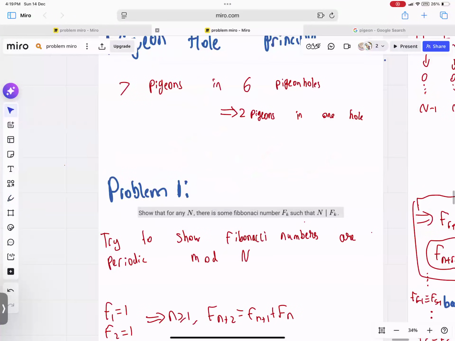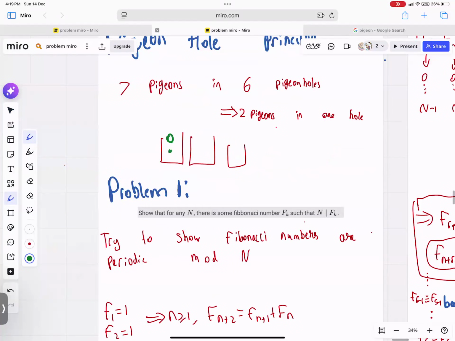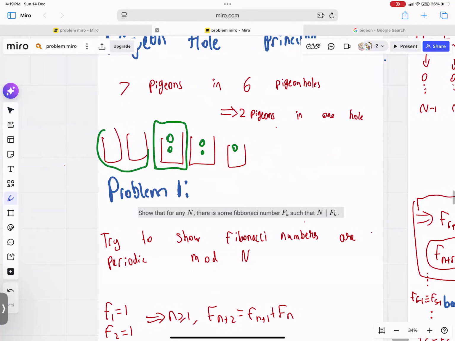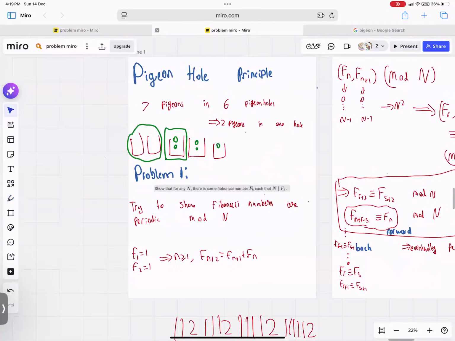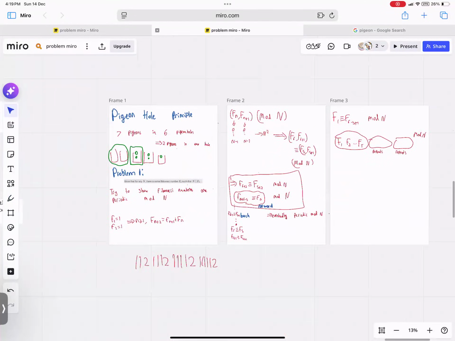We have a bunch of pigeonholes and we are putting pigeons in them. It only says some two things are in the same box. There can be many, many empty boxes. So we can't quite say that there has to be something which is zero.